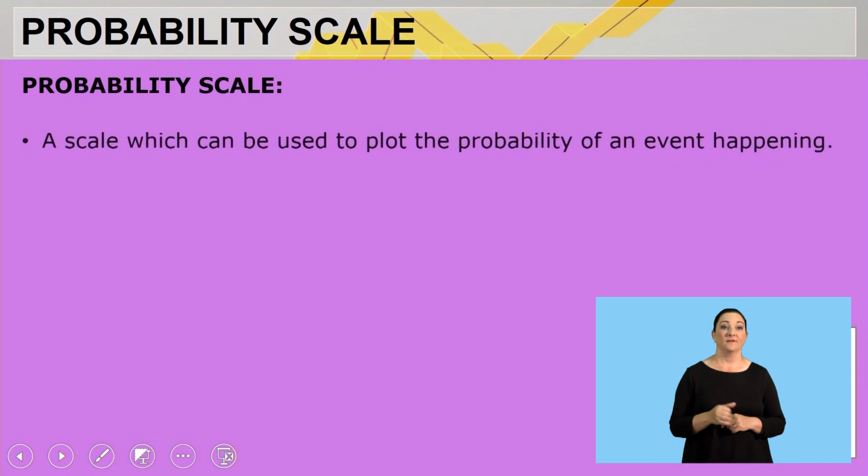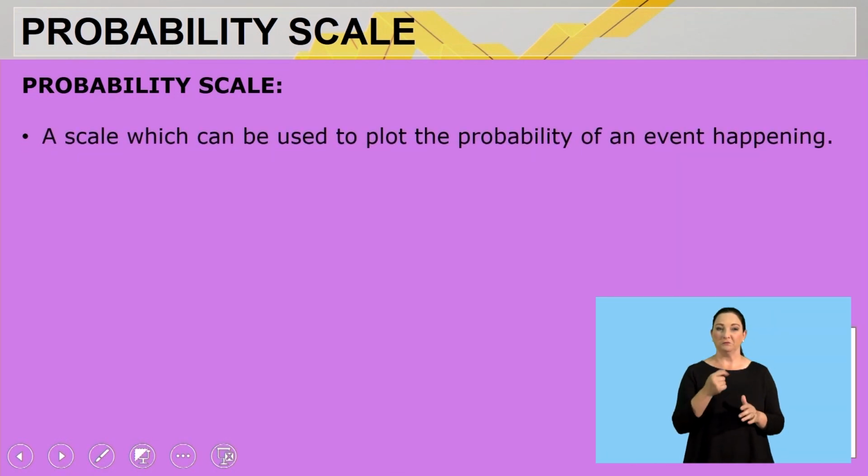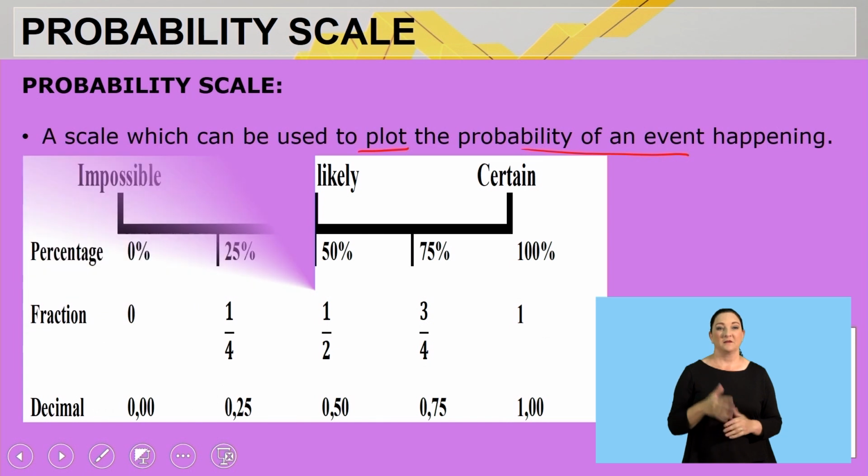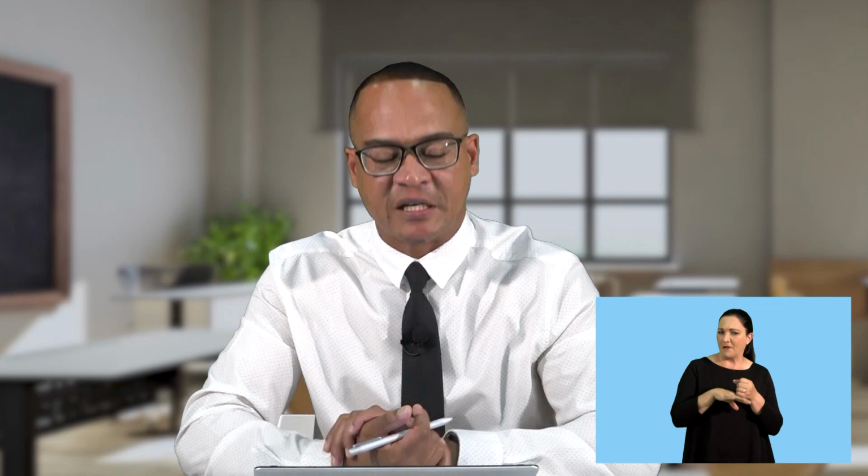In this section of our lesson, we'll be looking at the probability scale. Okay, so let's see what the probability scale is. I indicated here that the probability scale is a scale which can be used to plot the probability of an event happening, right? So, guys, again, this may seem simple to you, but remember, you need to know this, because we're going to apply this basic concept when we go to our application topics.